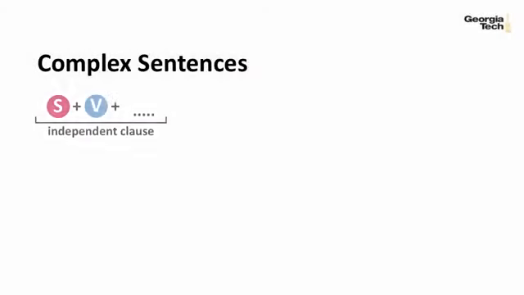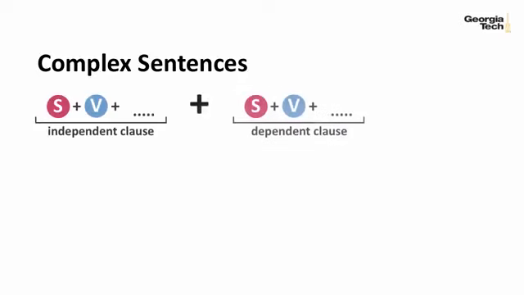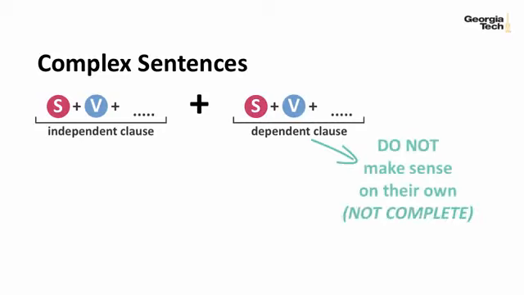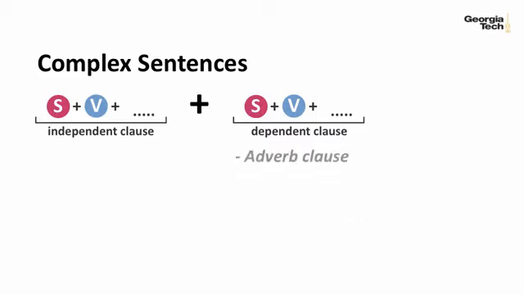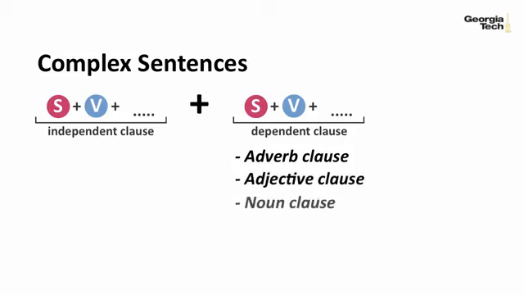The last type of sentence we'll look at is the complex sentence. Complex sentences have one independent and one dependent clause. Dependent clauses have a subject and verb like independent clauses, but they do not make sense on their own. They are not complete. There are three types of dependent clauses: adverb, adjective, and noun. When we combine these dependent clauses with independent clauses, we create complex sentences.